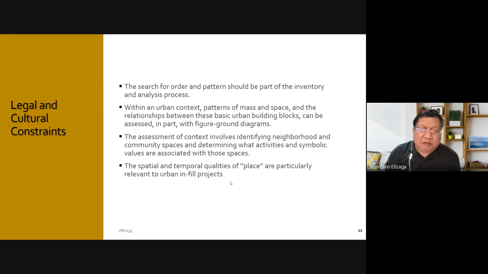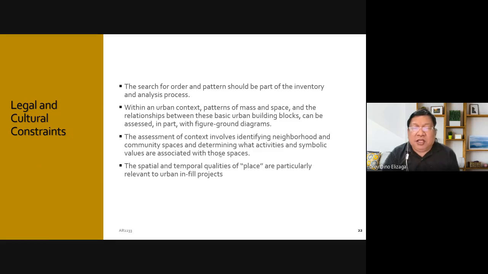The assessment of context involves identifying neighborhood and community spaces and determining what activities and symbolic values are associated with those spaces. So I think the keyword here is symbolic values. Because there are times when an activity or a place might look so simple, but people put a lot of value in them. The spatial and temporal qualities of place are particularly relevant to urban infill projects.